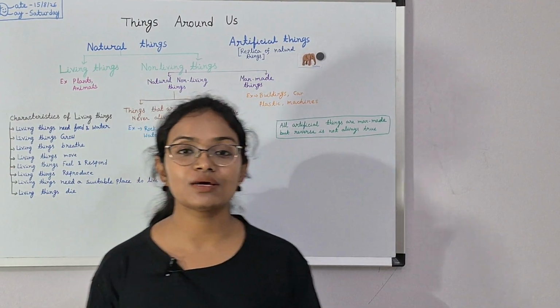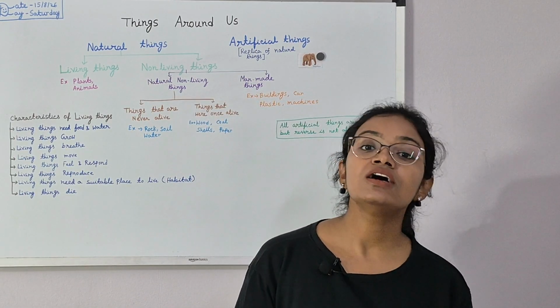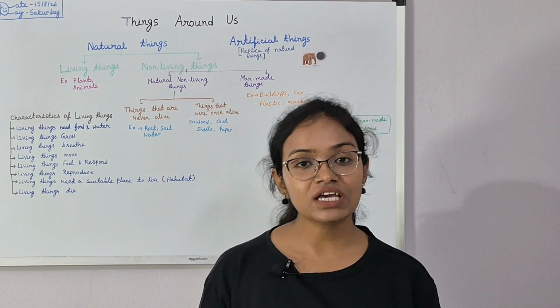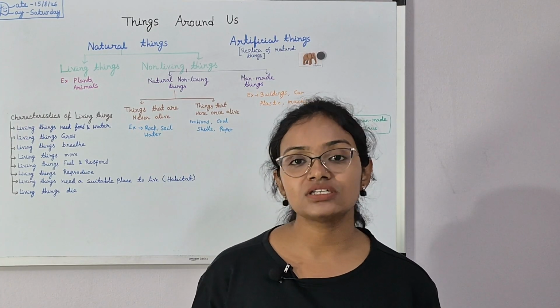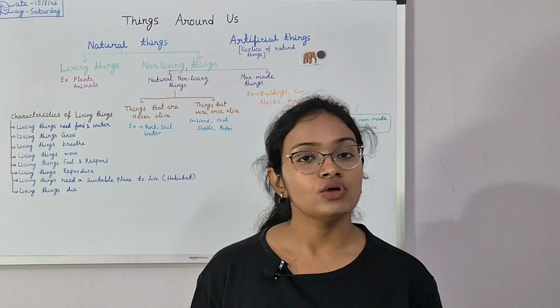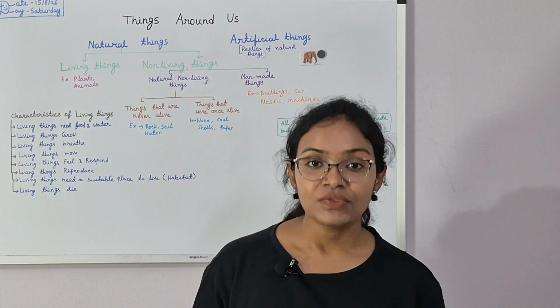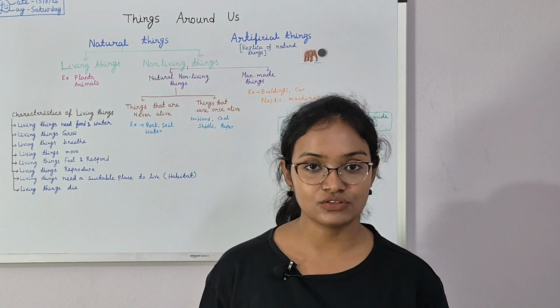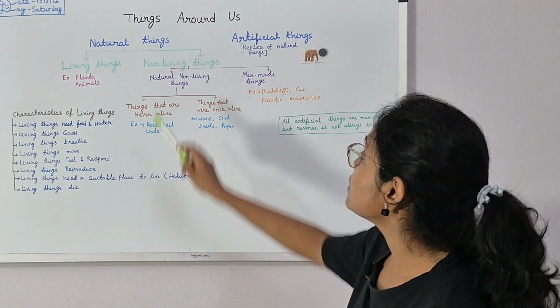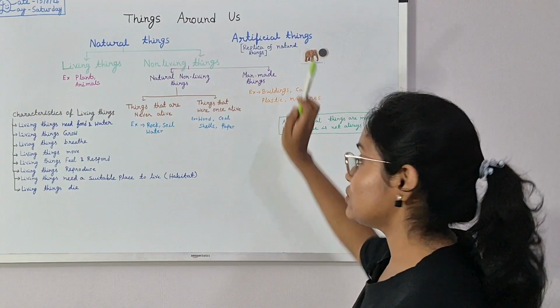Today we will discuss a grade 3 chapter, Things Around Us. We can see different types of things in our surroundings, like water, soil, plants, animals, so many things we can see. So today we will classify them and we will learn their characteristics also. First is natural things and artificial things.